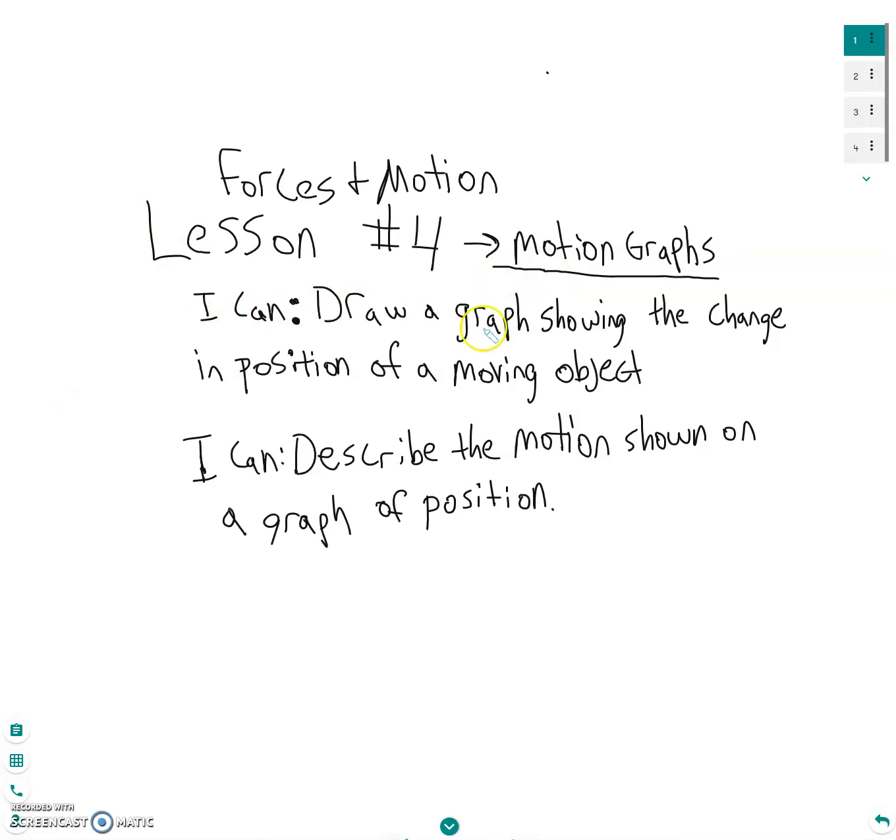I can draw a graph showing the change in position of a moving object. Remember position, where something is located. I can describe the motion shown on a graph of position. So you should be able to make a graph using a description or a motion map, and you should be able to then describe that motion as well in graph form. So let's go on and see what we see.